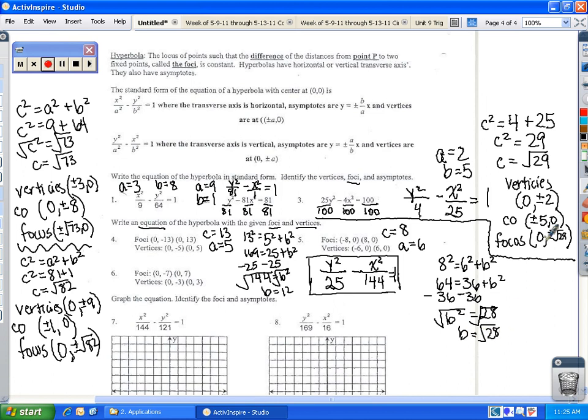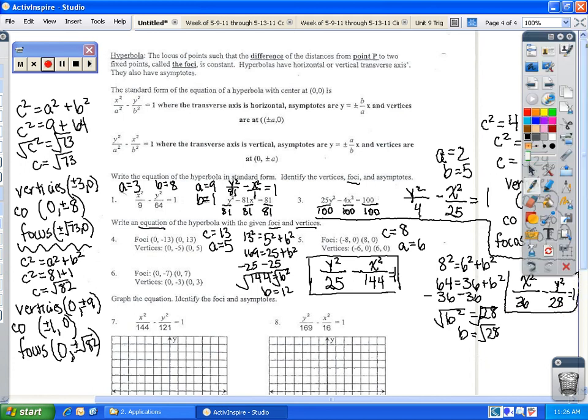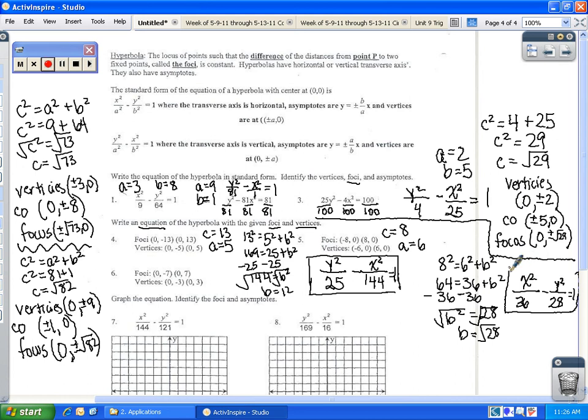So now I'm going to plug it into my equation. You have to decide, based on my vertex, it is the X. So therefore I know that the X squared over A squared is going to go first. So X squared over A squared, A is 6, so A squared is 36, minus Y squared over B squared, so square root of 28 squared is just 28, and that's always equal to 1. So it's X squared over 36 minus Y squared over 28 equals 1.